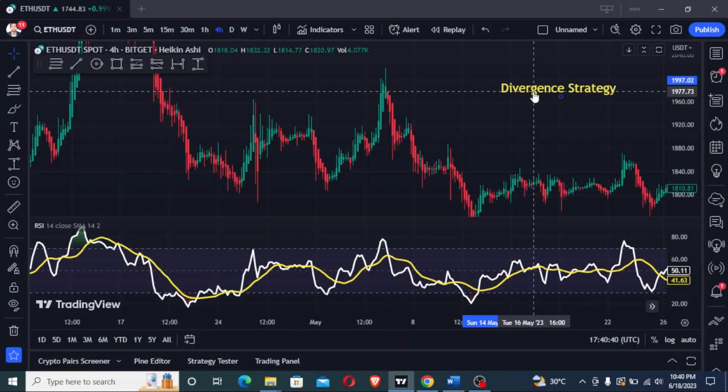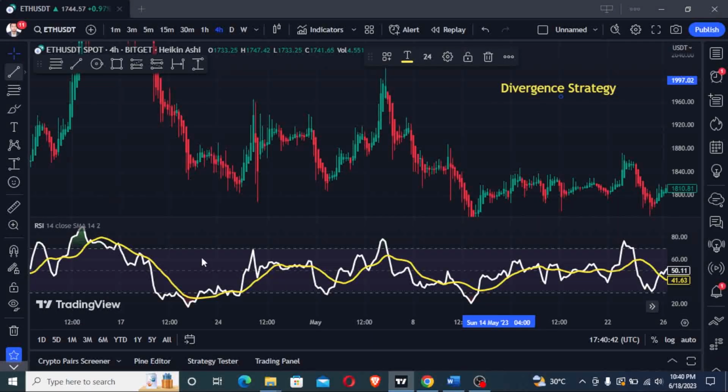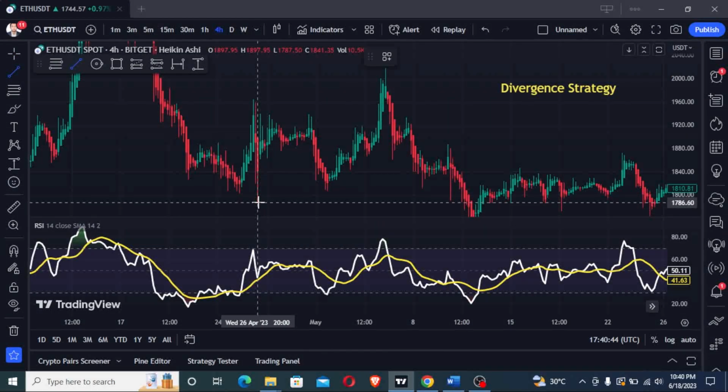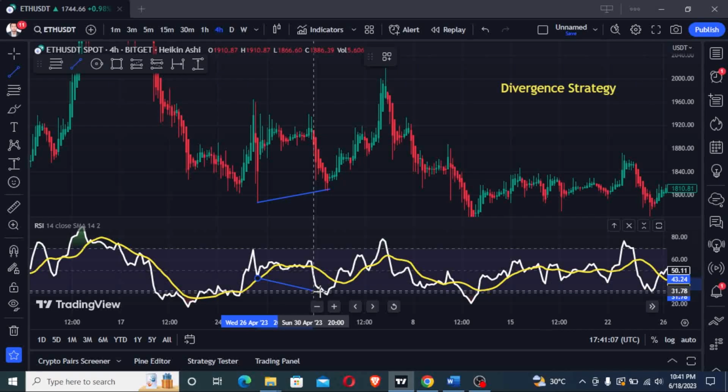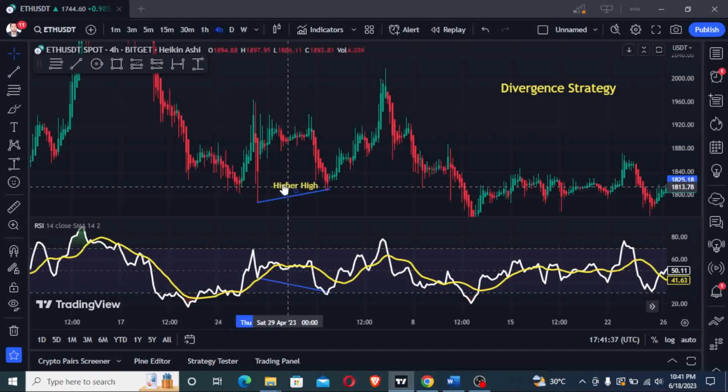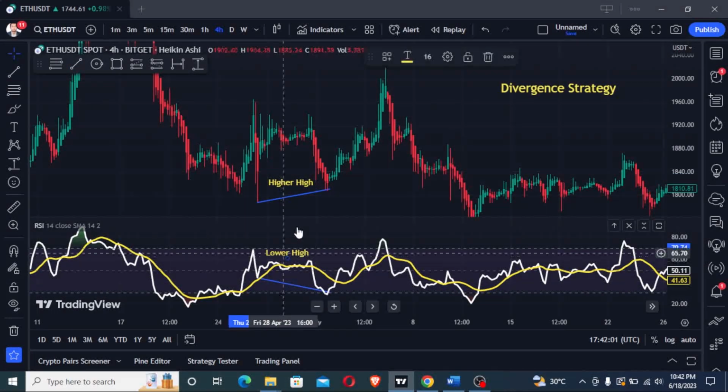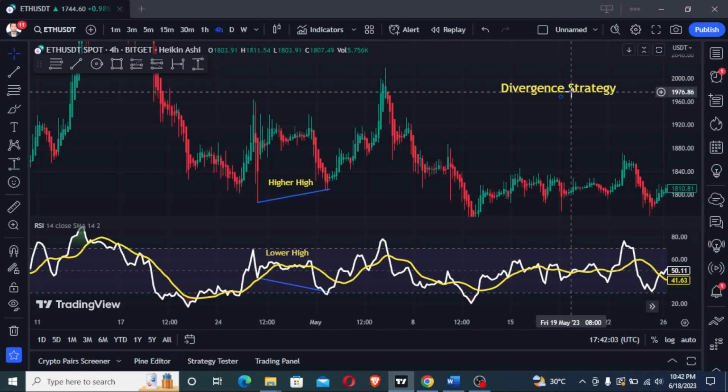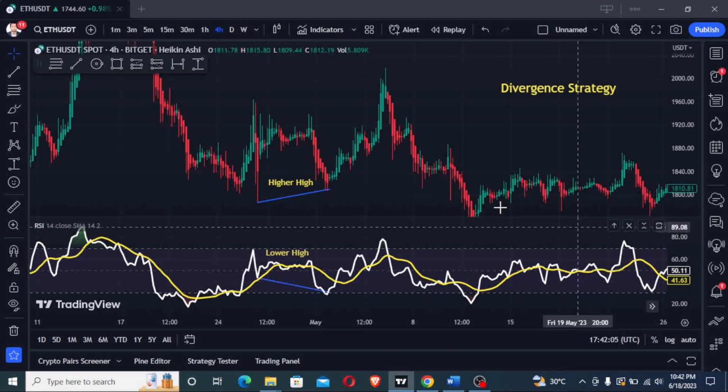One common strategy traders use with the RSI is called divergence. This occurs when the price of an asset moves in one direction while the RSI moves in the opposite direction. For example, if the price is making higher highs and the RSI is making lower highs, it could be a signal that a trend reversal is imminent.